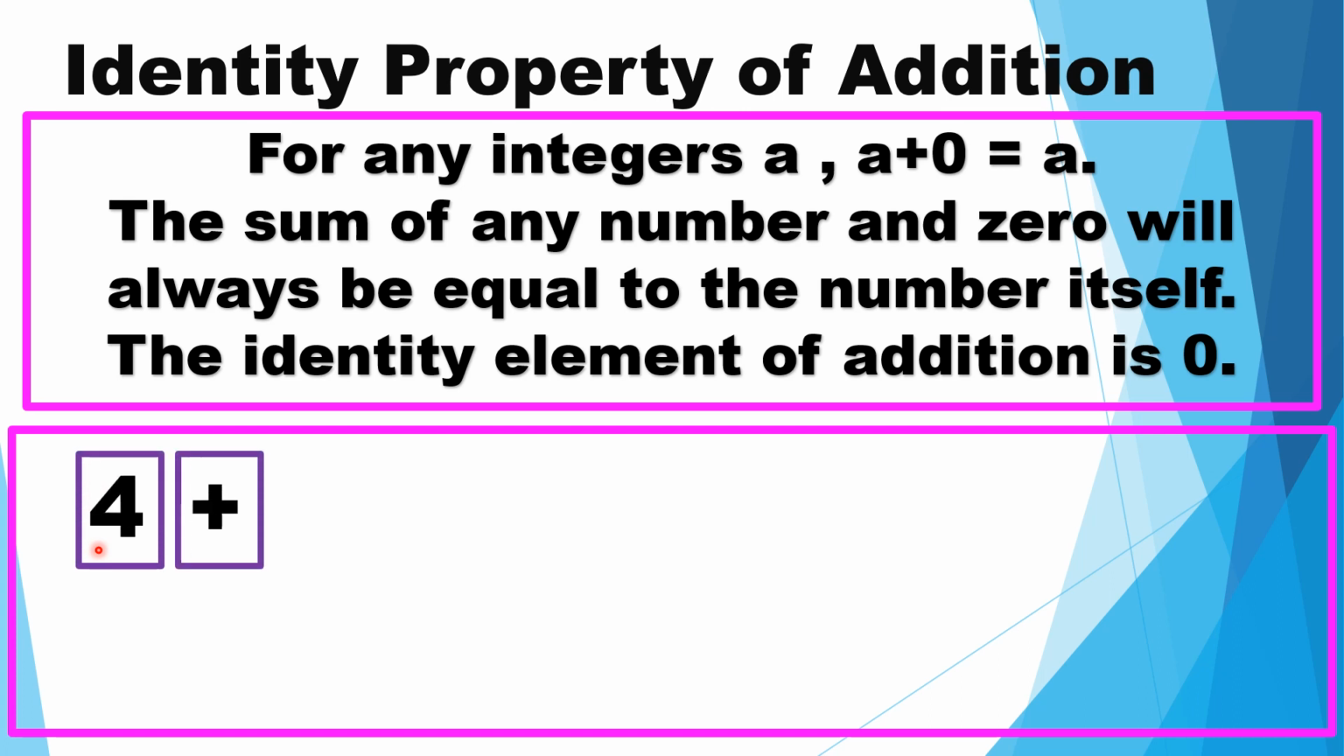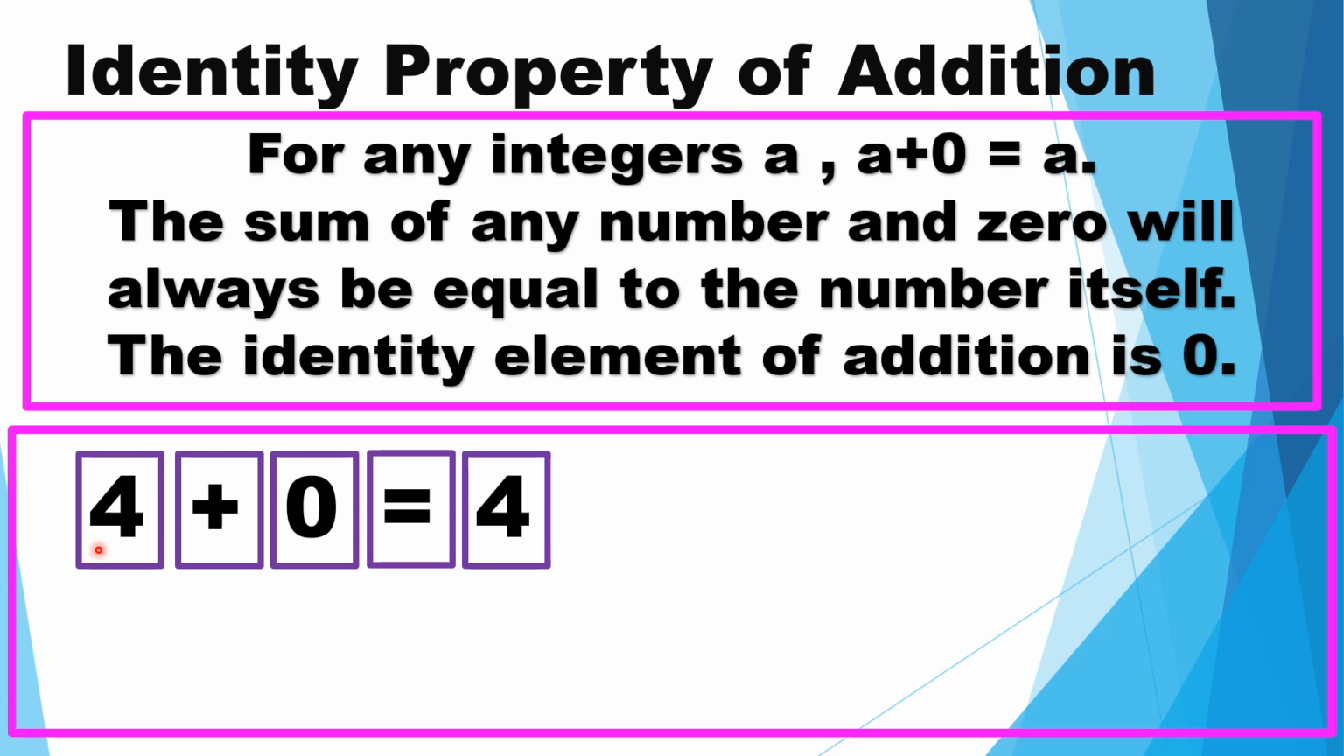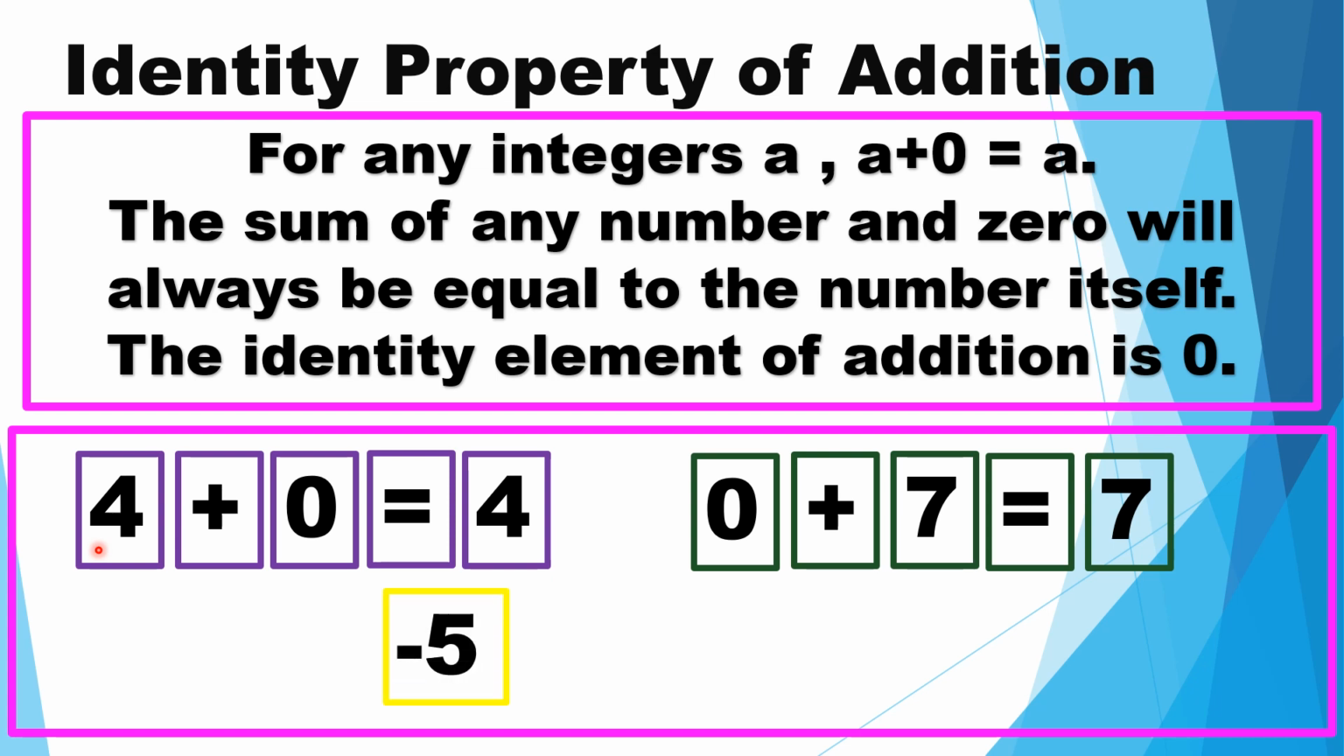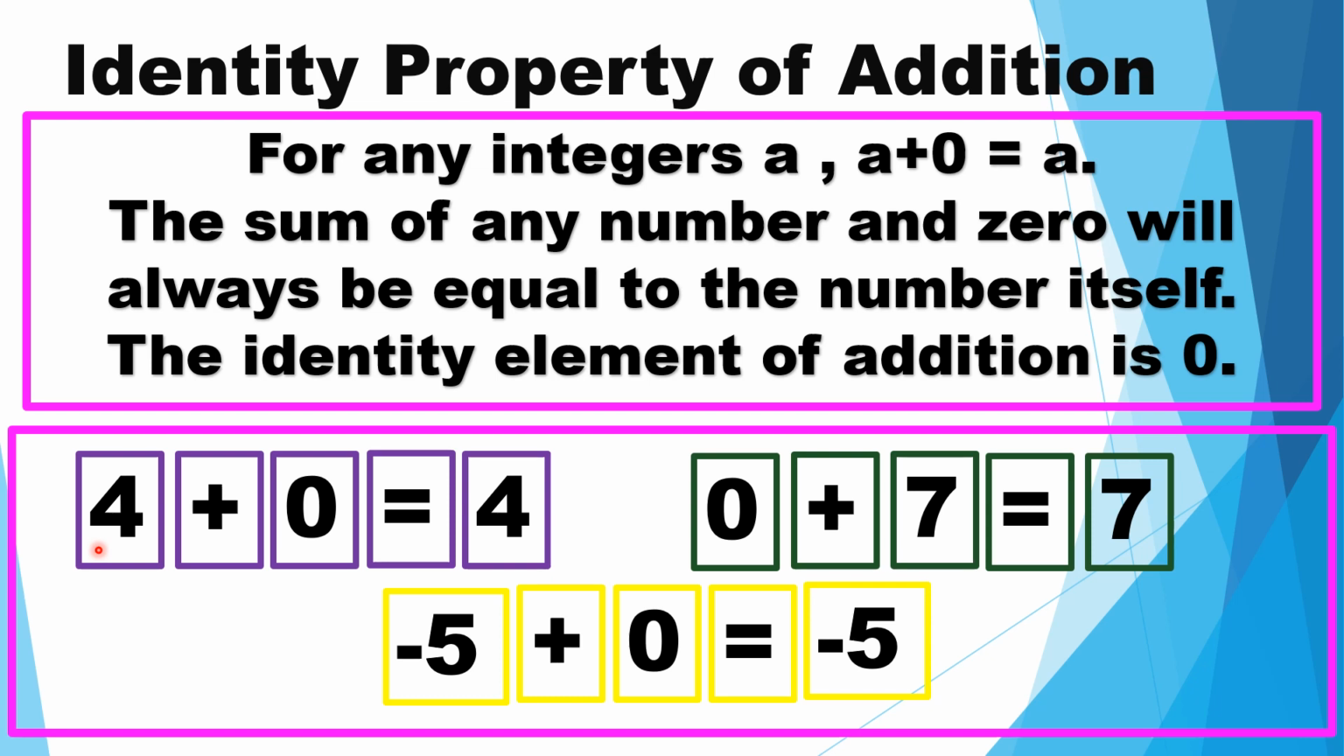Positive 4 plus 0 is equal to positive 4. 0 plus 7 is equal to 7. Negative 5 plus 0 is equal to negative 5. So, tingnan niyo po, sa identity property of addition, any number and 0 will always be equal to the number itself. So, kahit na anong number, pag nag-add tayo ng 0, yung answer is the number itself. So, the identity element of addition is 0.